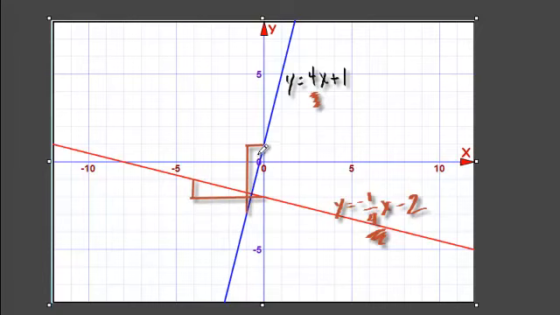Notice how the little triangles that we've drawn are exactly inverted, or exactly flip-flopped. The rise and the run flip-flop from each other. And those are perpendicular lines.